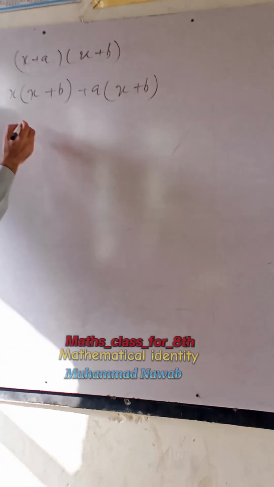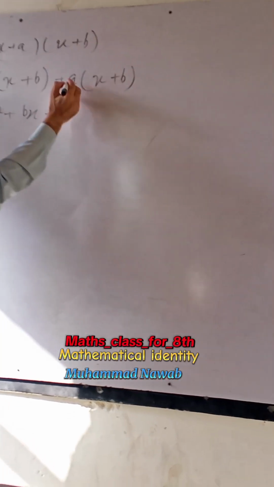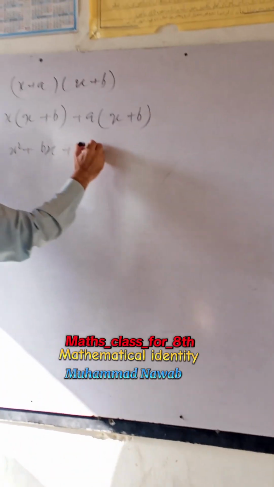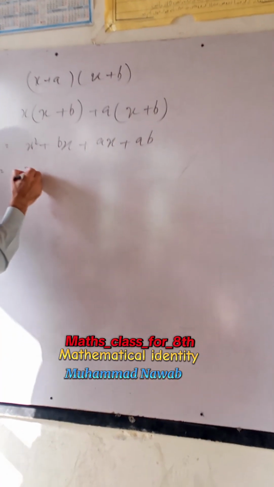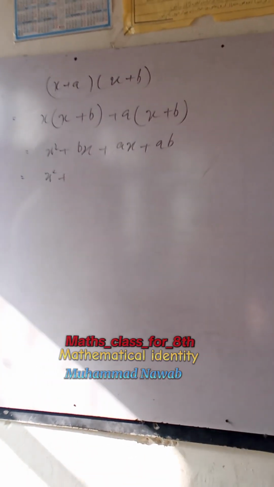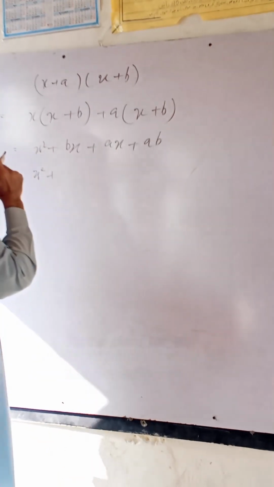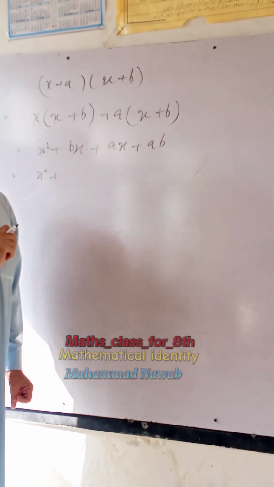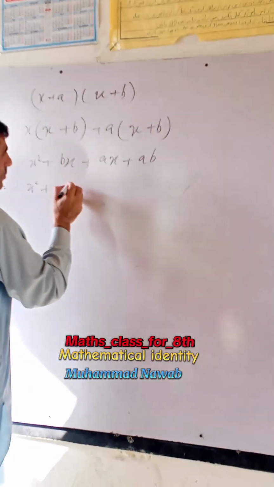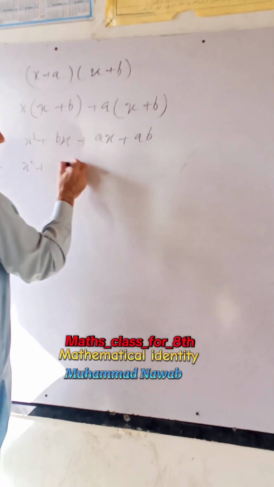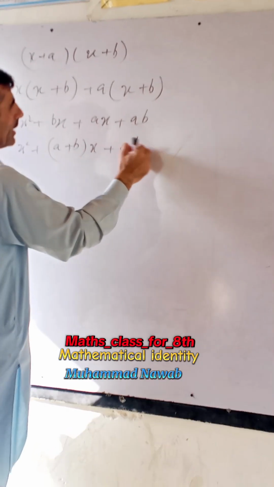Now x and x will be multiplied, so it will become x square plus bx, and a will also be multiplied with x, so it will become ax, and plus ab. Now here x is common. x is also present here and also present here. So x will be taken as common, so it will become (a + b) x, and plus ab.